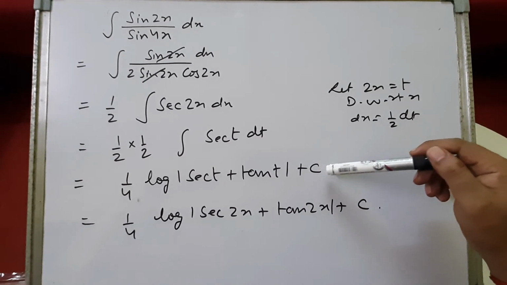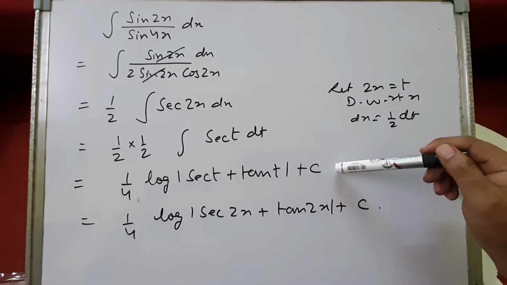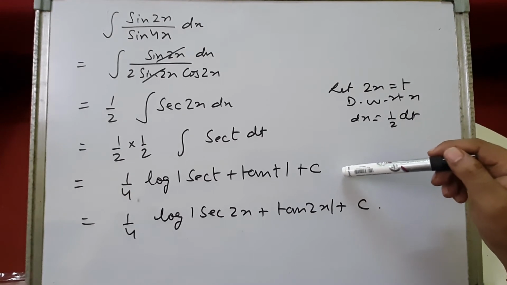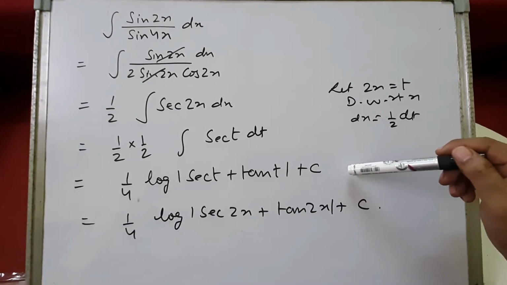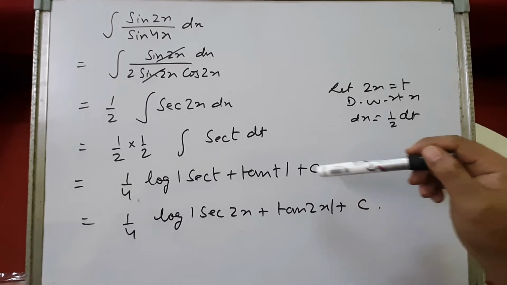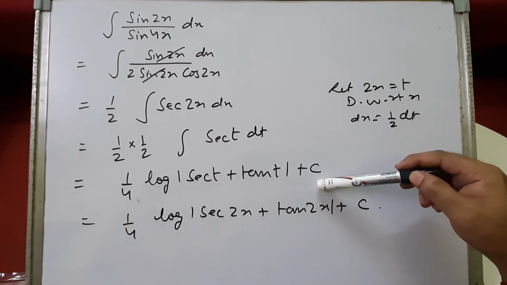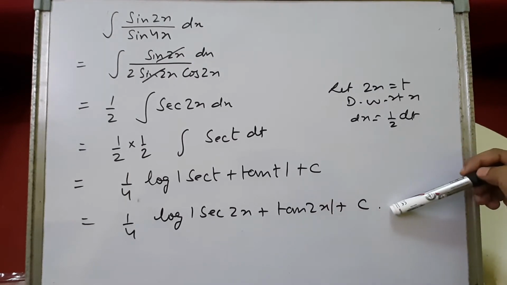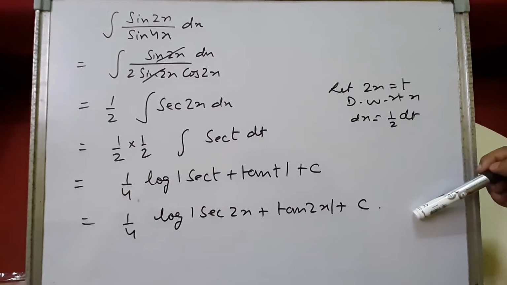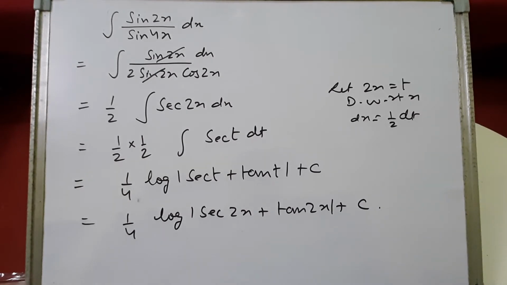Okay, so when we integrate sec t with respect to t, what will we get? Log mod of sec t plus tan t. This is the formula that we have studied. If sec t is the integrand, then the integral will be log mod of sec t plus tan t plus c. So if we substitute the value of t as 2x, what will be the answer? 1 by 4 log mod of sec 2x plus tan 2x plus c. Understood children? Please note down the solution.